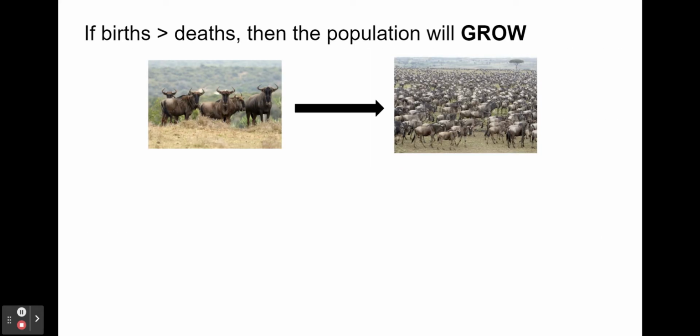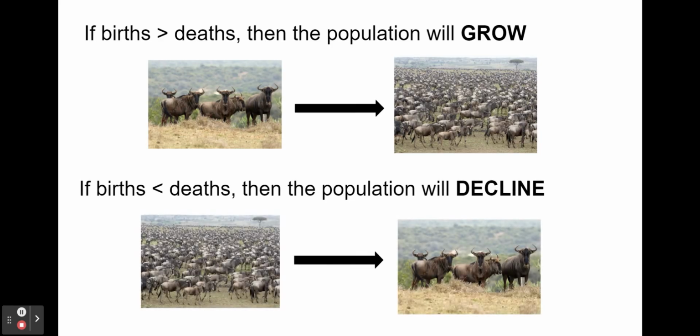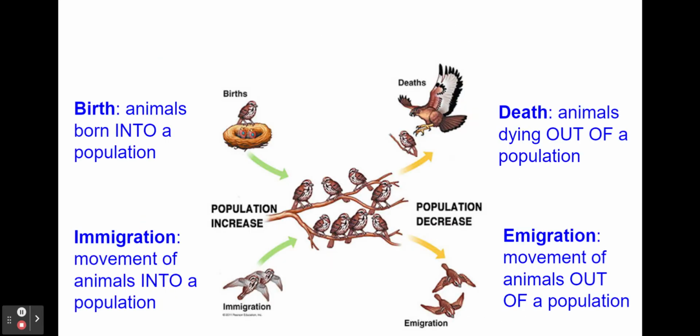If births are greater than deaths, then the population will grow. We'll be adding more animals than we are removing. But if births are less than deaths, then the population will decline because we are removing more animals than we are adding. Let's do some sample math problems.